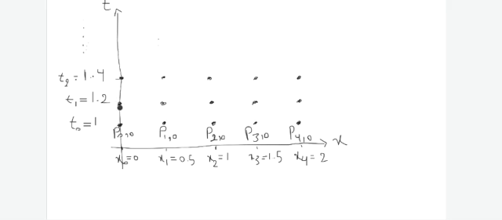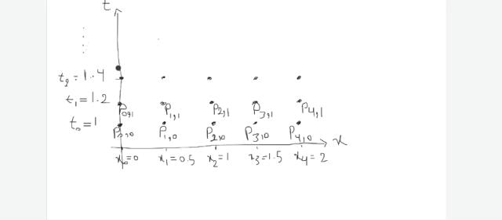The first point at the second row is P, the index of x is 0 and the index of t is 1. P 0 and 1. The next point is P 1 and 1. The next point is P 2 and 1. The second index of all of them is 1. The next point is P 3 and 1. And the final point at this row is P 4 and 1. Is it okay for all of you? Is it clear? We go to the next row.